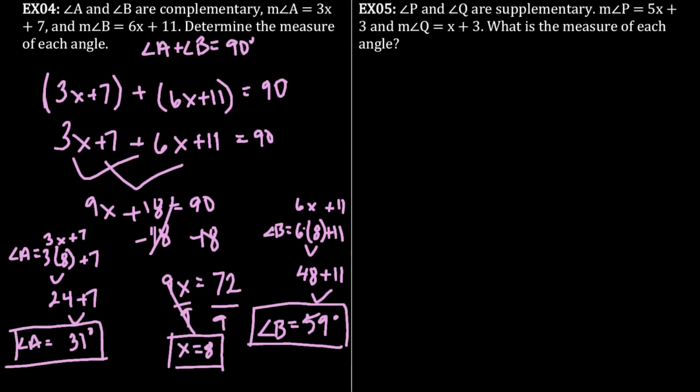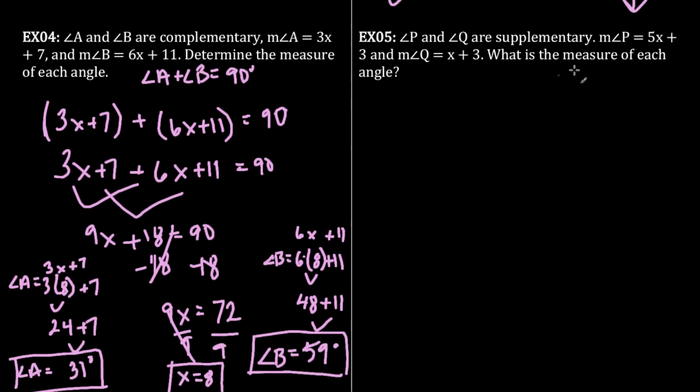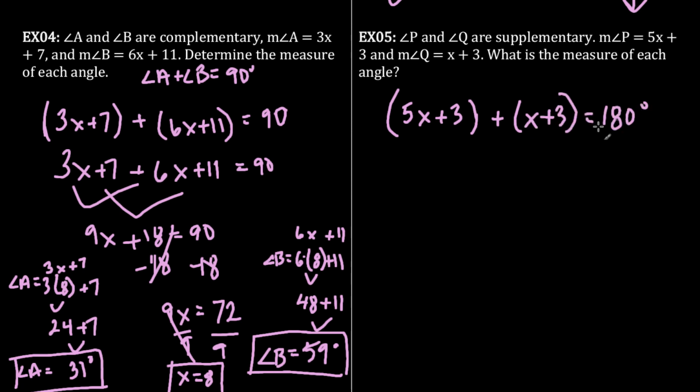Let's talk about supplementary. P and Q are supplementary. What's the measure of each? You'll do something similar. Because we know that 5x plus 3 and x plus 3 are supplementary, the sum is 180 degrees. You do the same steps and then you substitute.